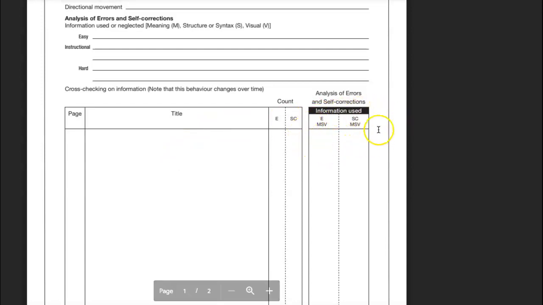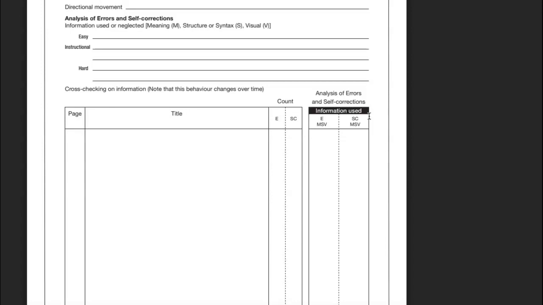When we analyze the errors, that's when we're talking about MSV, or meaning, structure, and visual cues. Does the child use meaning? That's when you ask yourself, does this error make sense? Because we analyze up to and including the error. So does it make sense? Did the child look at the picture for meaning? If so, you circle the M. And you're going to write MSV for every error. You circle what the child used.